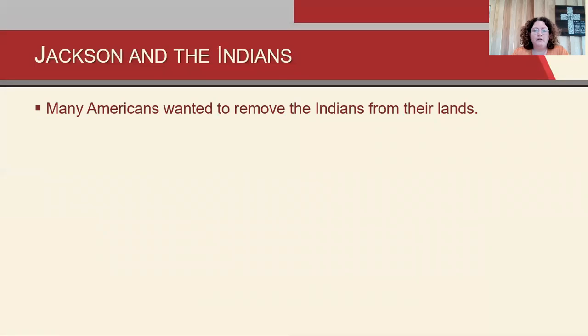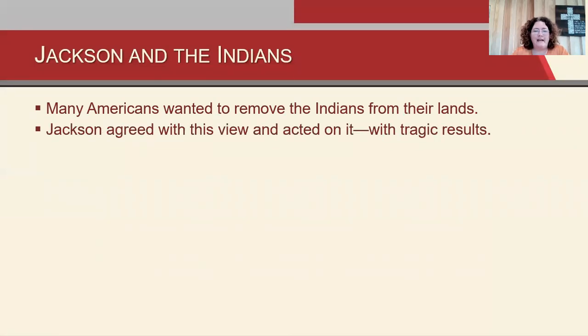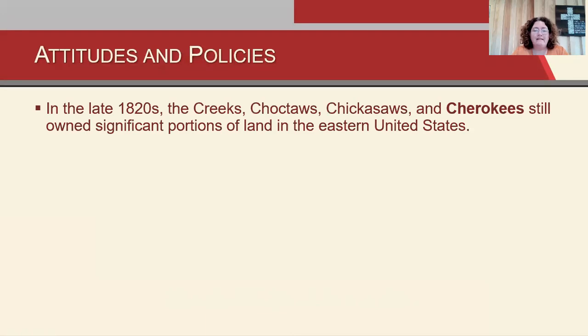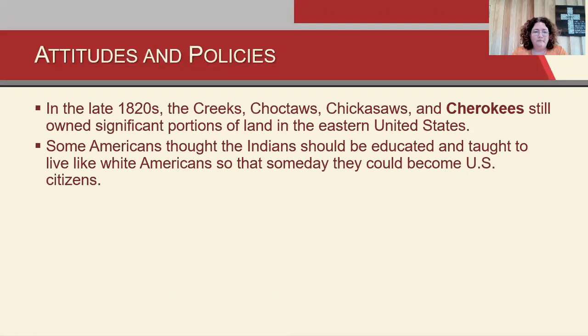All right, so many Americans wanted to remove the Indians from their lands, and Jackson agreed with this view and acted on it. Remember how we talked about a lot of times he put his thoughts into action, sometimes with tragic results, and that's what happened here. In the late 1820s, the Creeks, Choctaws, Chickasaws, and Cherokees still own significant portions of land in the eastern U.S. Some Americans thought that the Indians should be educated and taught to live like white Americans so that someday they could become U.S. citizens.